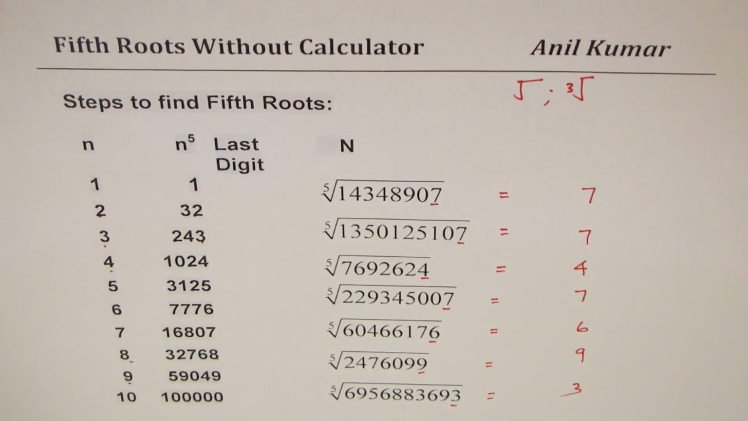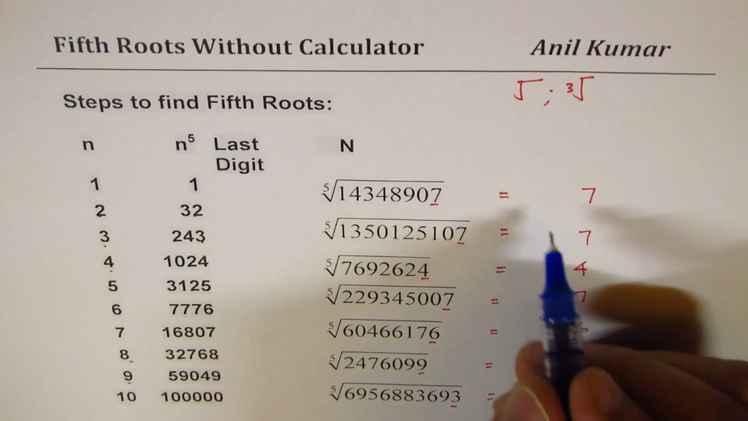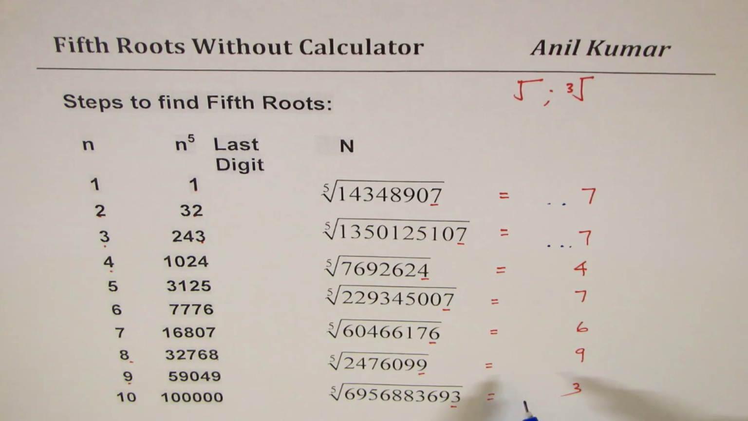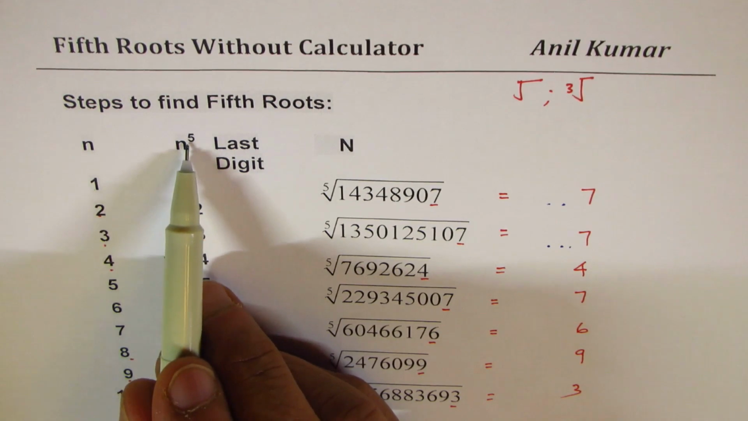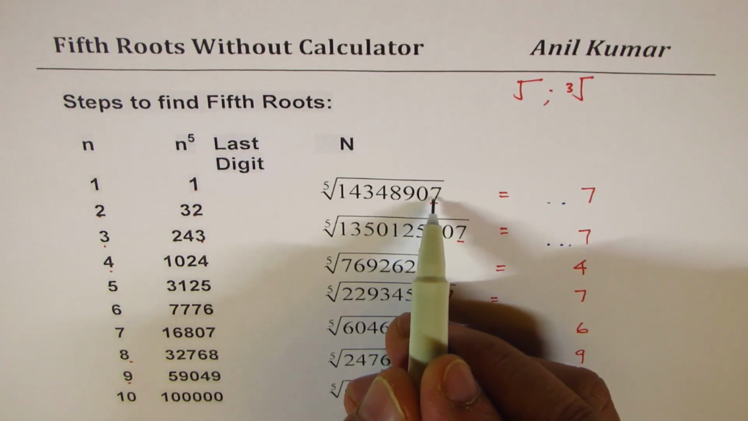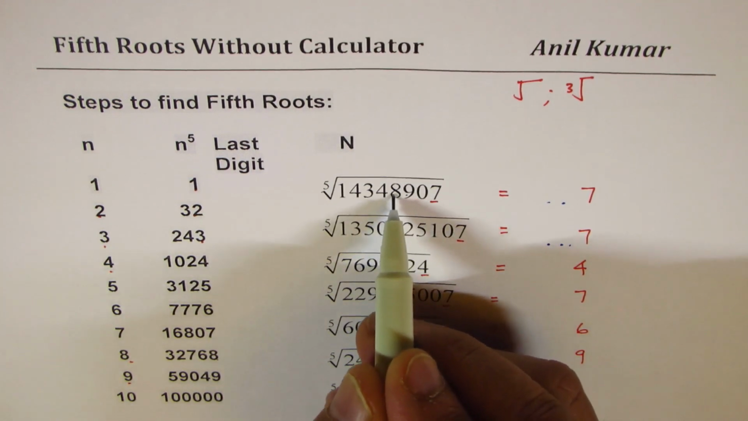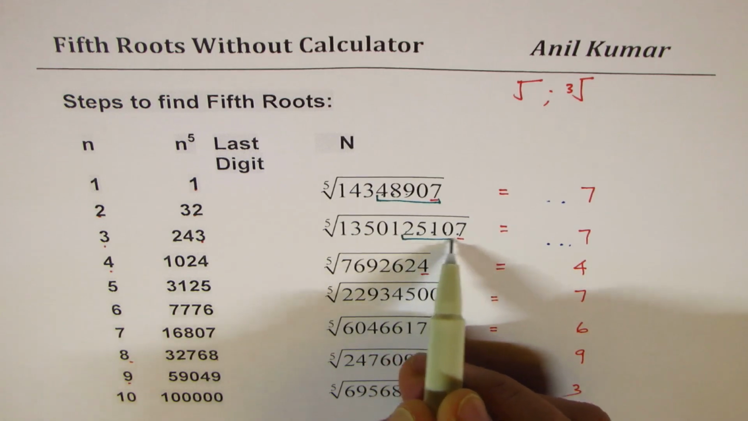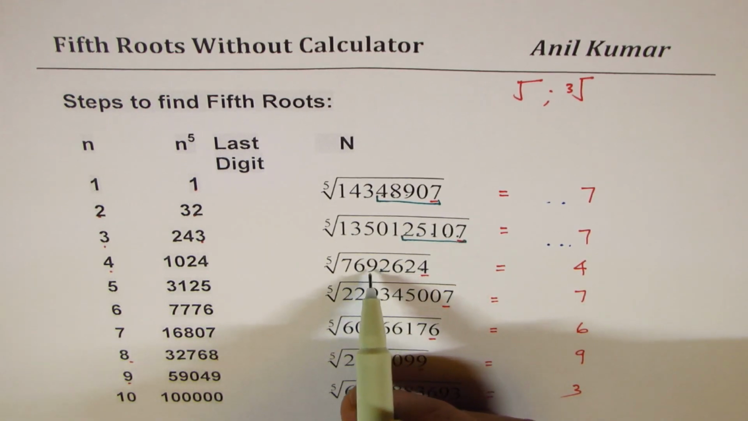Now the question is, how to find the other digit, right? The tens digit, how do you find that? So like in the previous cases, what we are going to do here is, we are going to again group them into two groups. Since we are doing fifth power, one group will be of 5 numbers from the right. 1, 2, 3, 4, 5. So that is the first group. 1, 2, 3, 4, 5. So that is how you have to group.